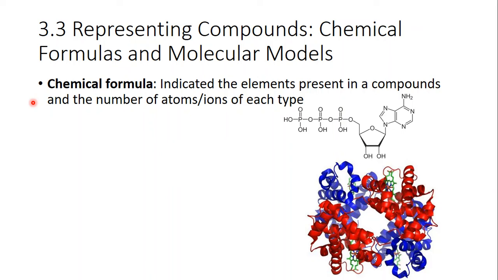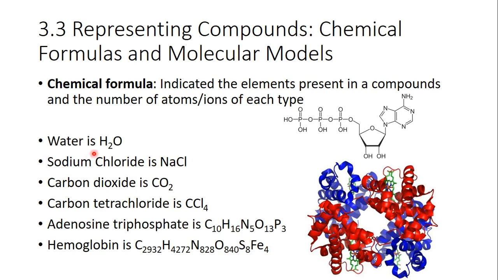In this video, we're going to talk about the different ways we can represent different compounds. That is, chemical formulas and molecular models. So what is a chemical formula? Well, it just tells us for a given element or a given compound what elements are in there. Or another way to put that, what types of atoms or ions are in there and how many atoms and ions there are. And so you are already used to seeing chemical formulas even if you don't know that.